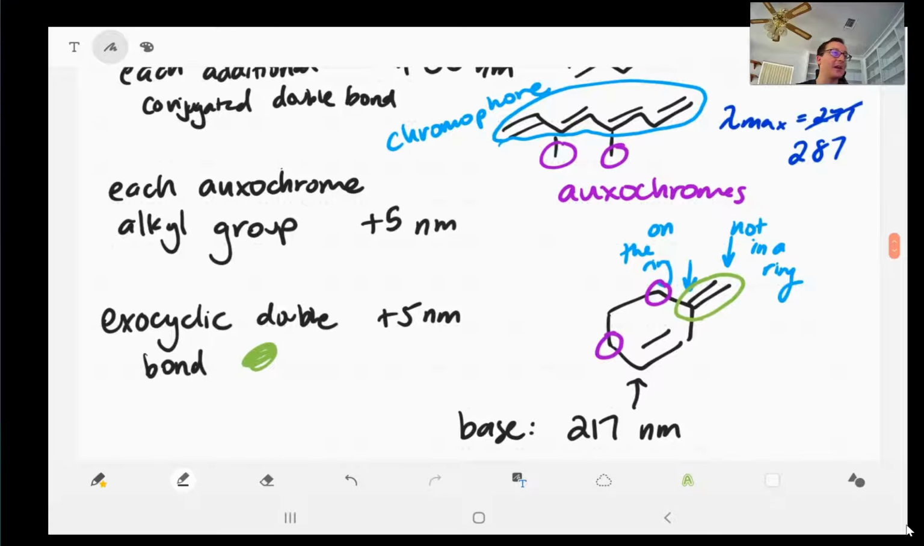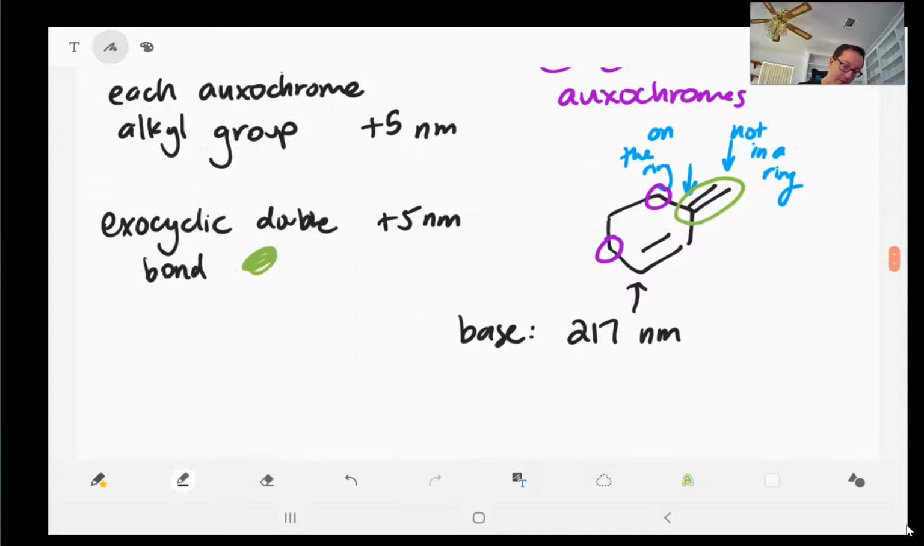We're going to see, okay, how many other alkyl groups do we have? Other carbons that are not double bonded and are not participating in our conjugation. I've circled those 2 carbons in purple here. So every carbon that sticks out of your conjugated line is going to be one of these alkyl groups. So even though it's in a ring like this, you're still going to have 2 of them. So we have alkyl groups. We have 2 times 5 nanometers.